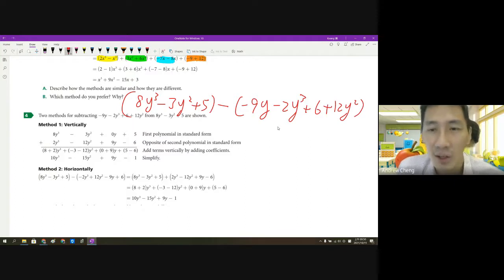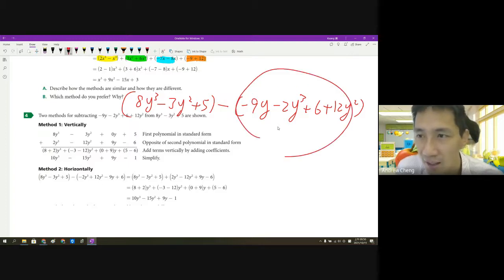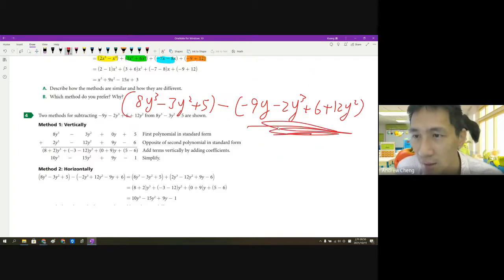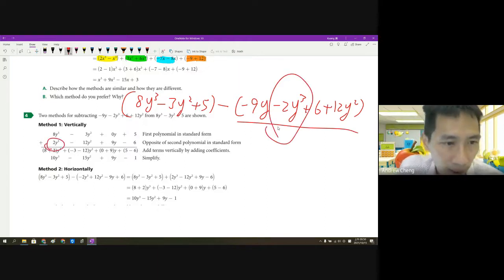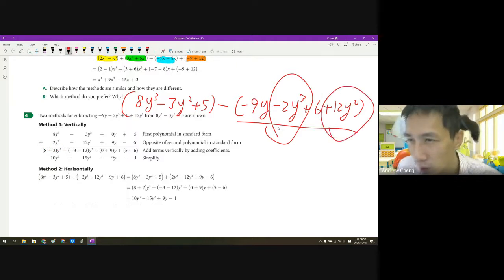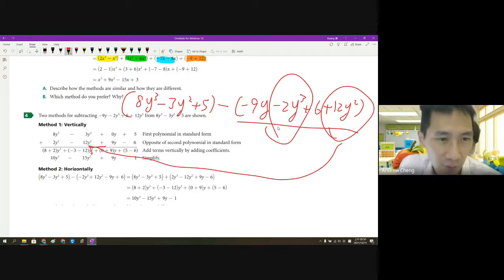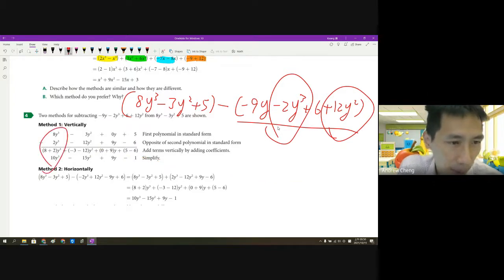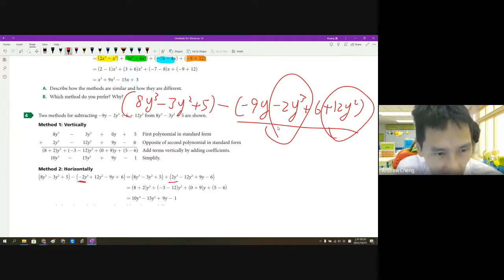All right. So when you turn this negative into positive, you have to change the sign for each term in the parentheses. For example, this negative 2y cubed becomes positive. This positive 12y squared becomes negative. And then you add them up, combine terms, and get the final result. You can also write it horizontally, and then it will be easier. So negative becomes positive, positive becomes negative, negative becomes positive, positive becomes negative. And then you add them up.